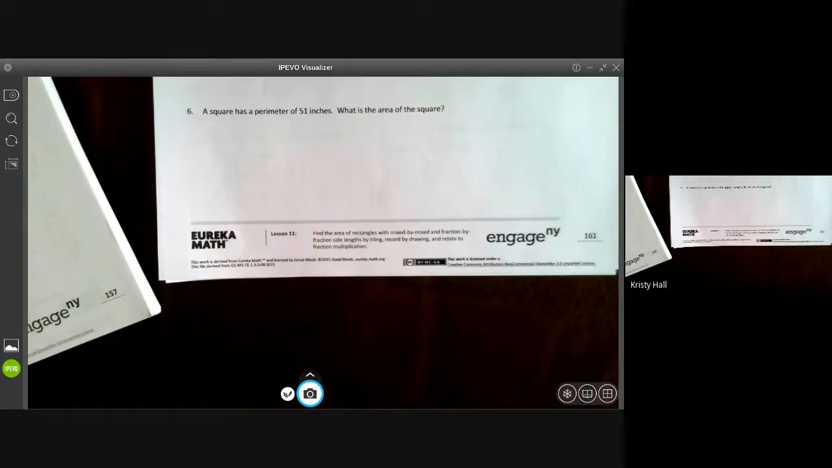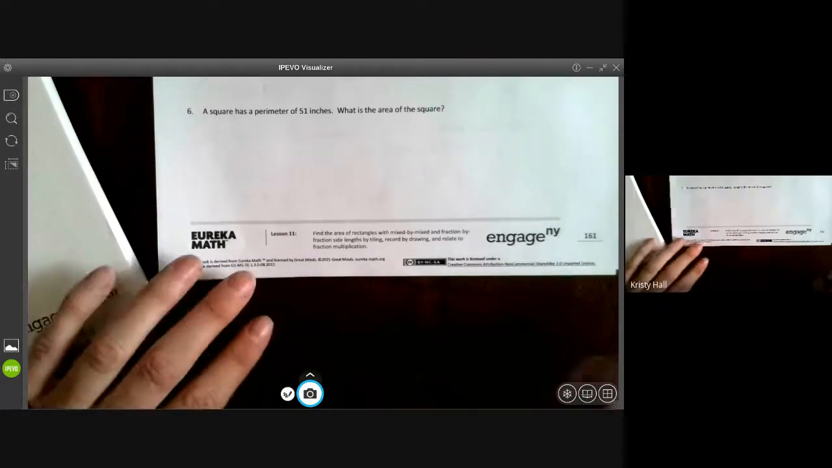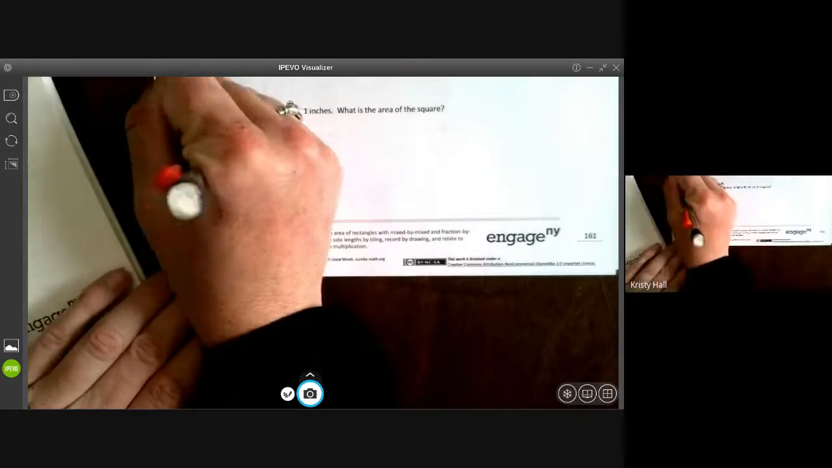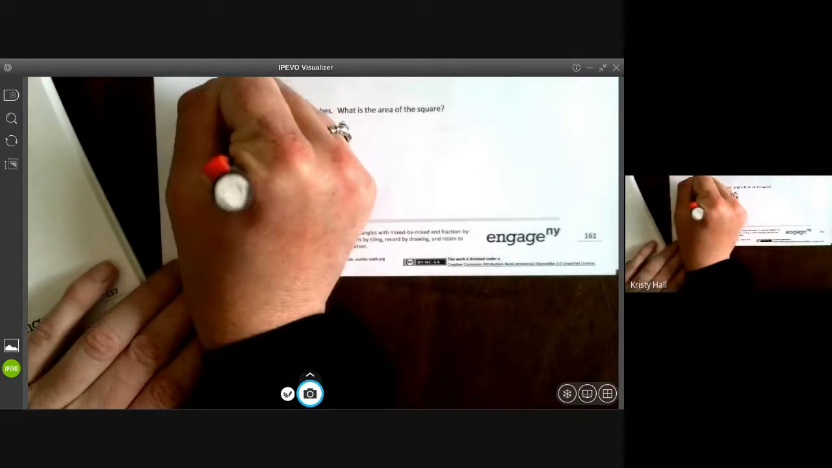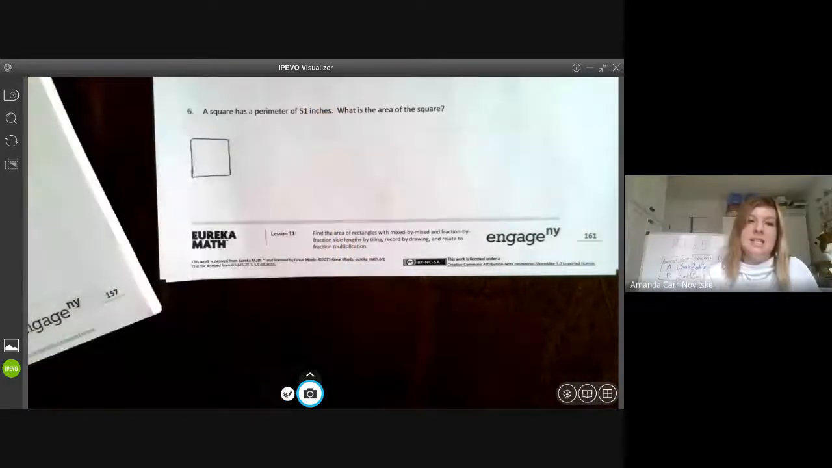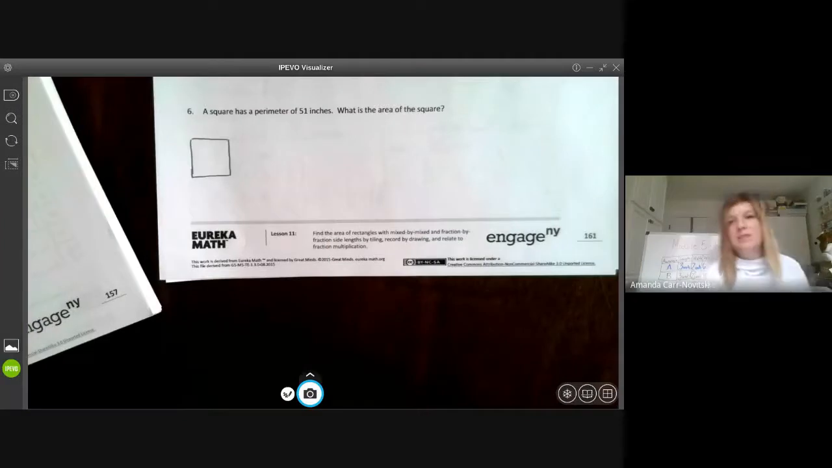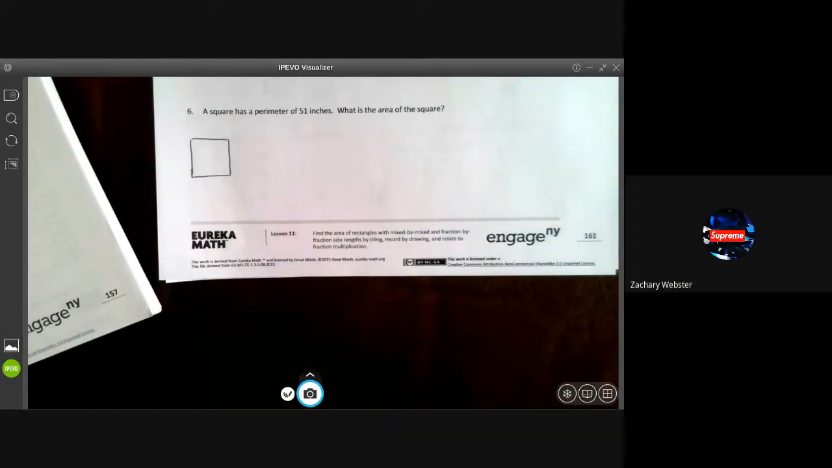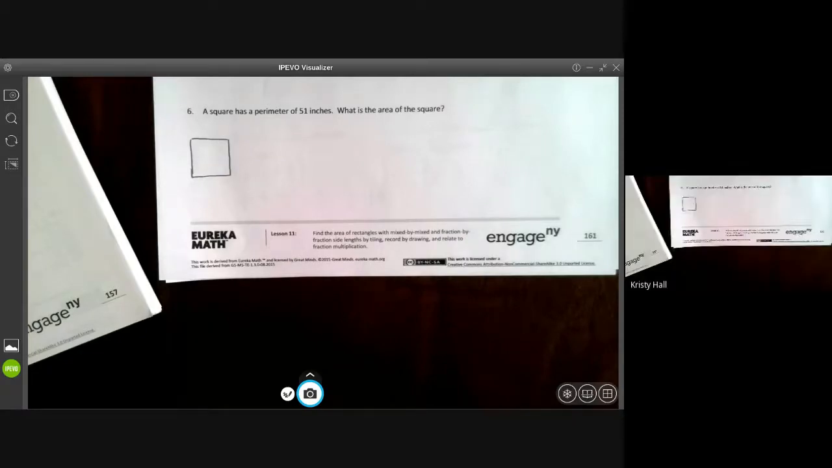All right, so number 6. A square has a perimeter of 51 inches. What is the area of the square? Okay, so a square. What do we know about a square? And this is good because this is going to help you for our next units coming up. It's got 4 sides. What's special about those sides?